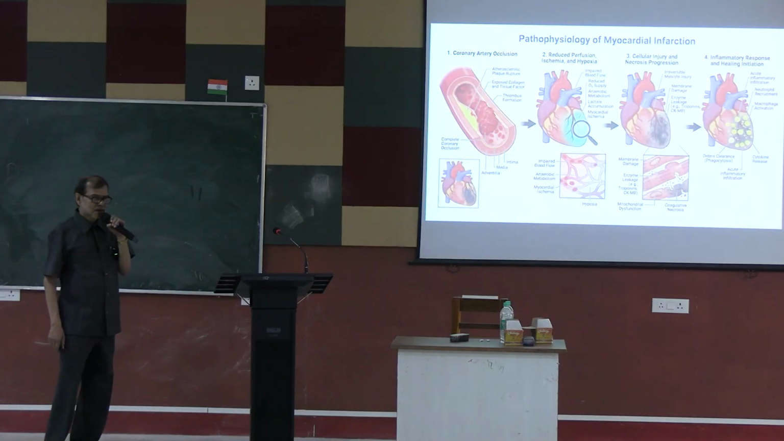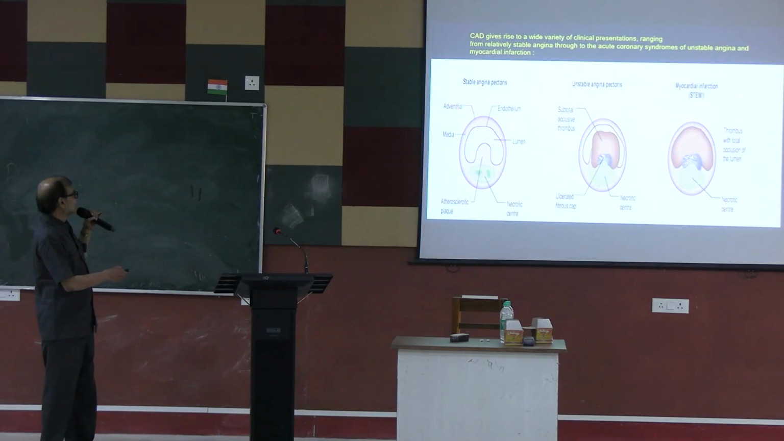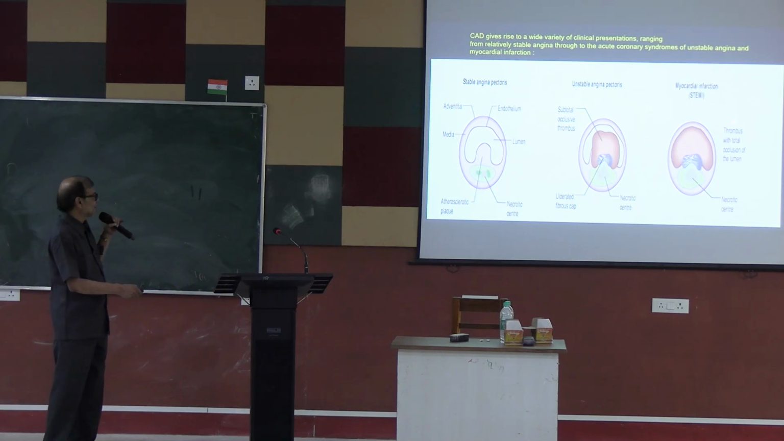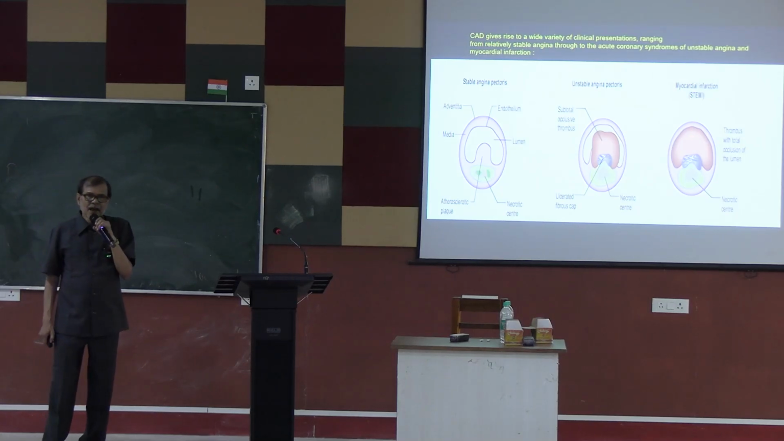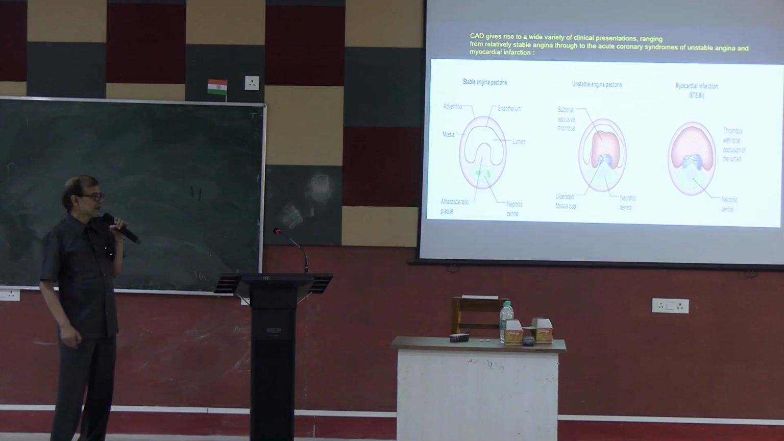Pathophysiology of myocardial infarction in short. Depending on the degree of lumen encroachment and status of the lumen, there is stable angina pectoris, unstable angina pectoris, and myocardial infarction, that is STEMI. Note that the clinical manifestations or clinical consequences will start depending on luminal encroachment and luminal narrowing.